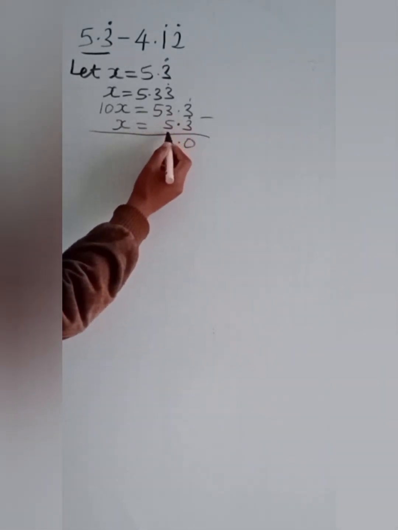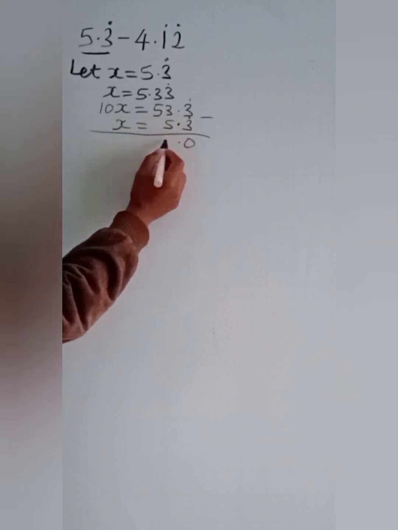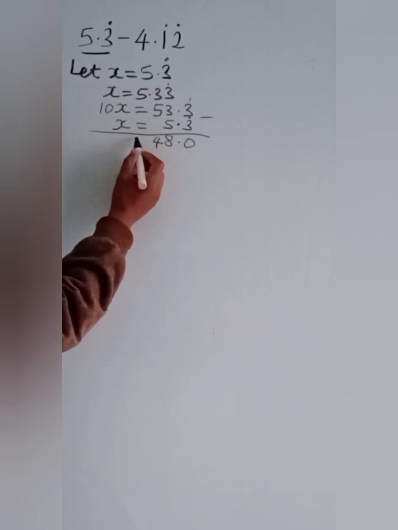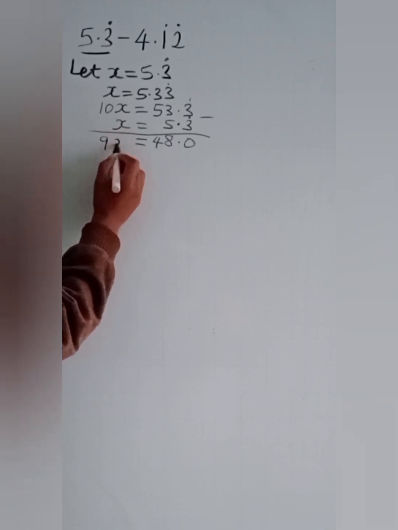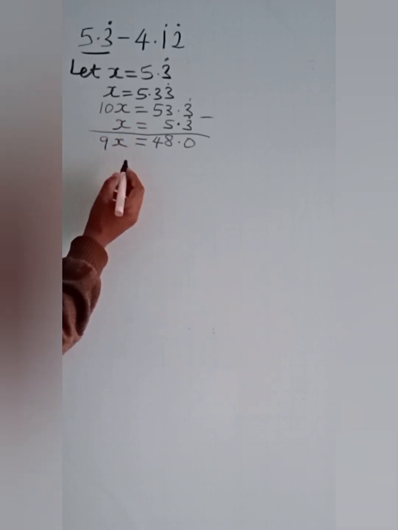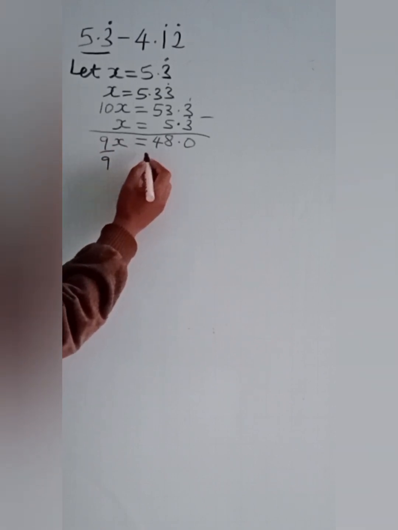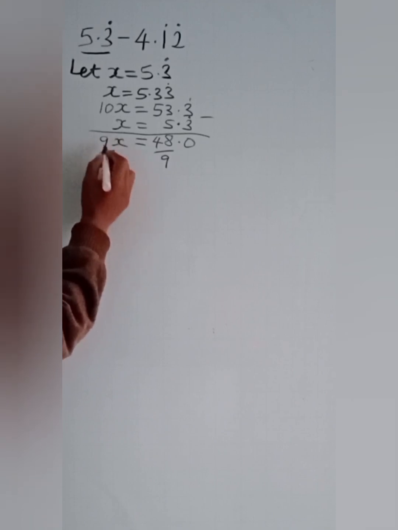Then 3 cannot subtract 5. We borrow 1 from here, making it 13. 13 minus 5 gives us 8. When we borrowed 1 from here, what remained was 4. So we write 4. That's equal to 10x minus x, which is the same as 10x minus 1x. That is 9x. Remember, this x is like 1x. For us to get x, we divide both sides by the coefficient of x, which is 9.